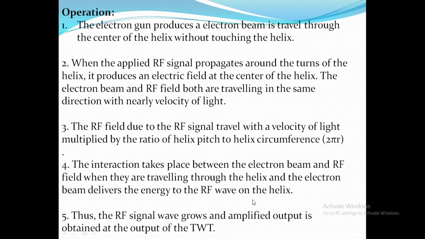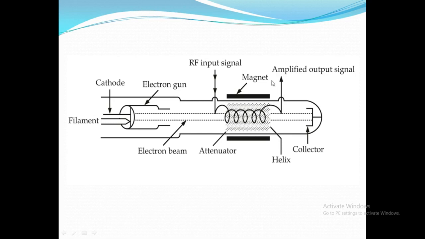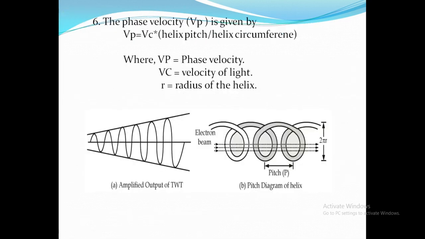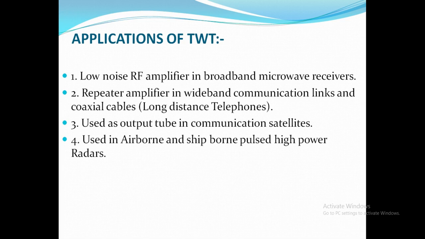The interaction takes place between the electron beam and the RF field when they travel through the helix, and the electron beam delivers energy to the RF wave. Thus the RF signal wave grows and is amplified, and the output is obtained at the output of the TWT. Coming to the applications of the TWT.